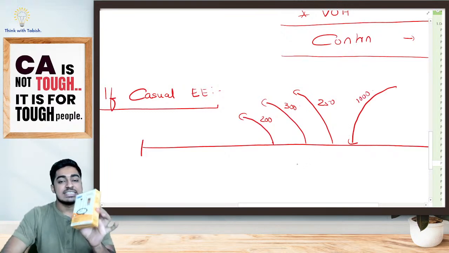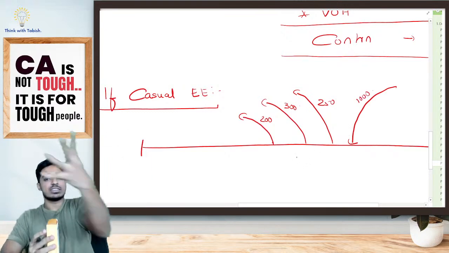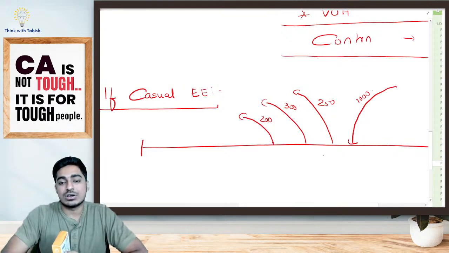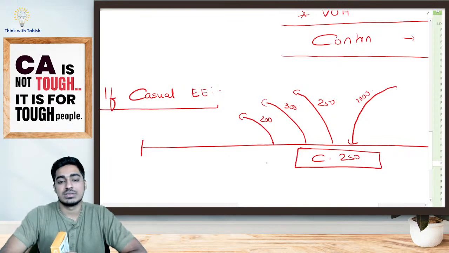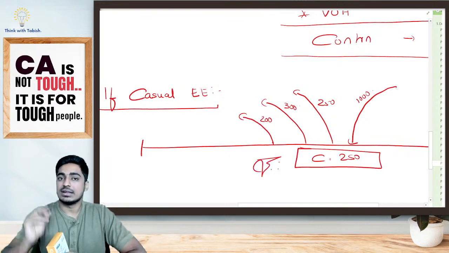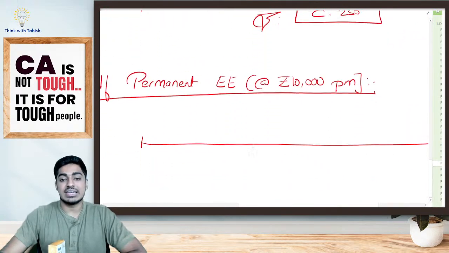How much net cash is there with me? 750 I have paid, 1000 I have received. The net cash, the contribution which is there with me, is going to be 250 rupees. Is it clear? But look at the second scenario.